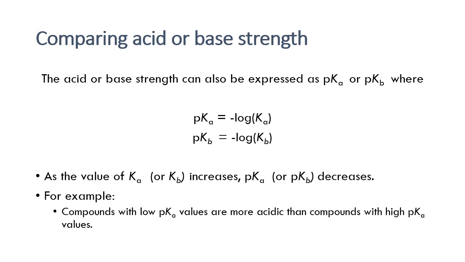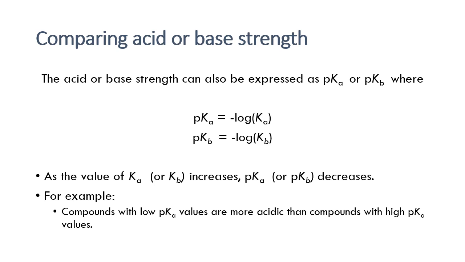The acid or base strength can also be expressed as pKa or pKb. So your pKa would be equal to minus log of your Ka. pKb would be equal to minus log of your Kb. Because of this relationship, as the value of Ka increases, your pKa is going to decrease. Or as the value of Kb increases, pKb is going to decrease.